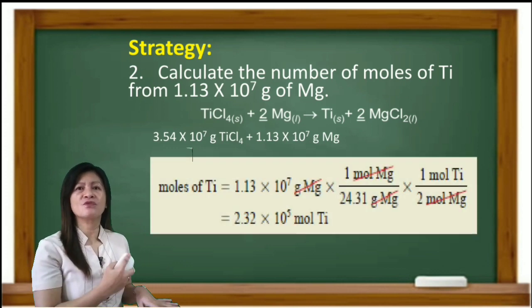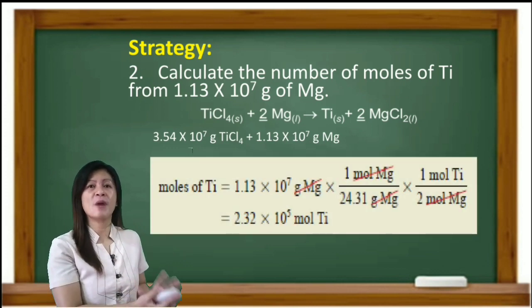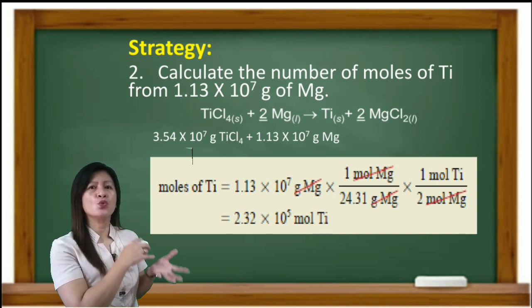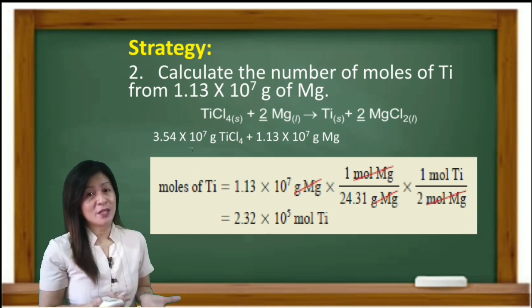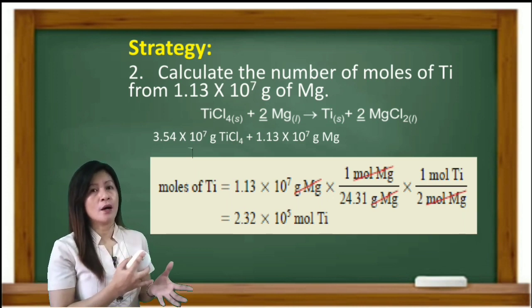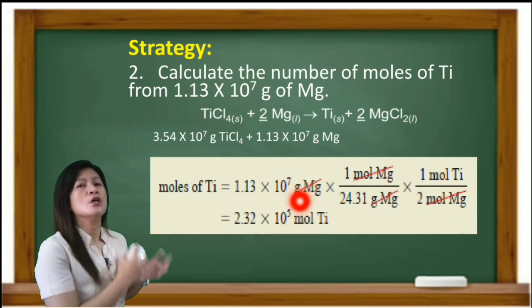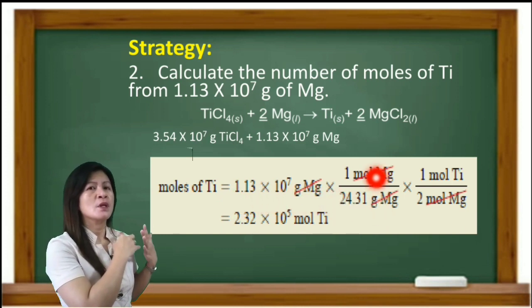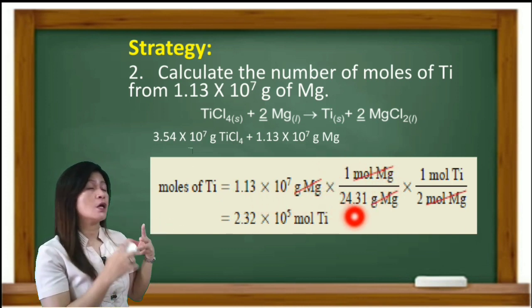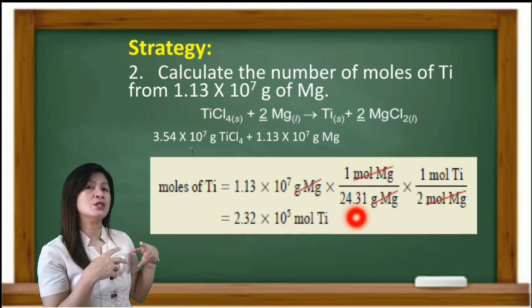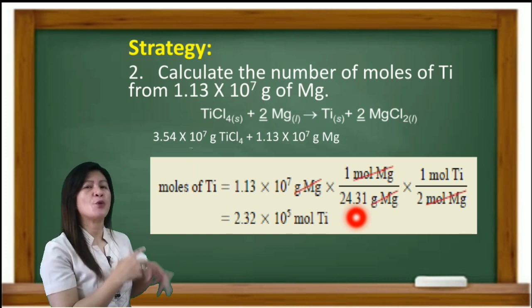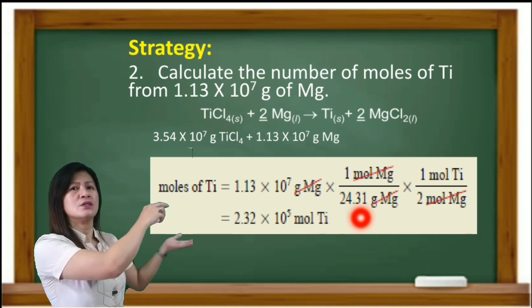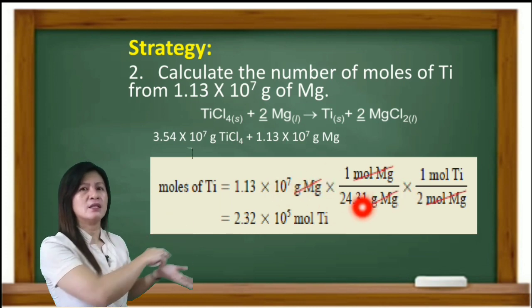To compute the moles of titanium that can be produced from that initial amount of magnesium, we do a gram to mole stoichiometric calculation. So we have 1.13 times 10 raised to 7 grams magnesium. Let's multiply that by the conversion factor, the equivalence of mole to molar mass of magnesium. We have 1 mole of magnesium over 24.31 grams of magnesium, which is its atomic mass and also its molar mass. So we cancel grams of magnesium, numerator and denominator.